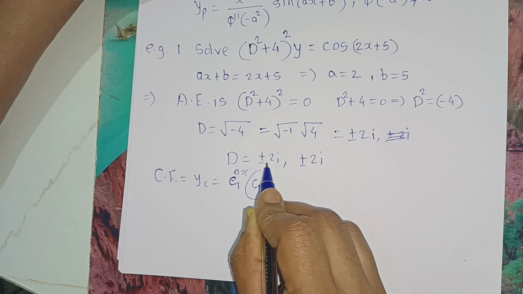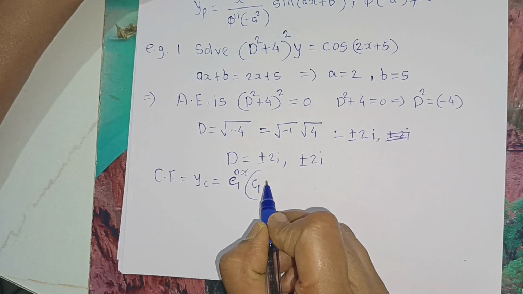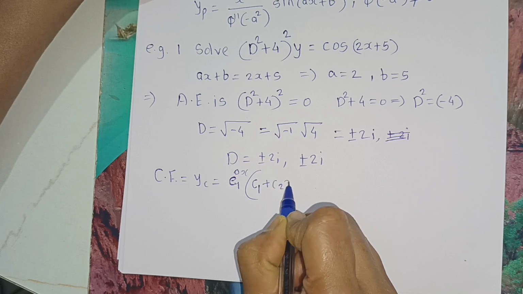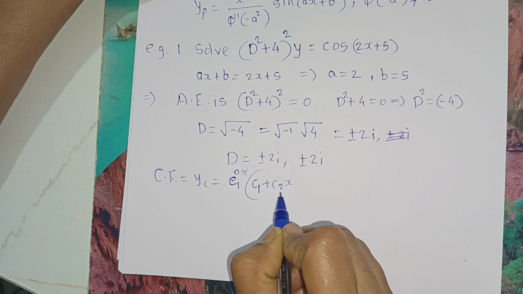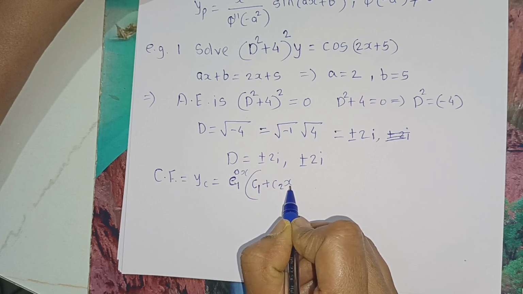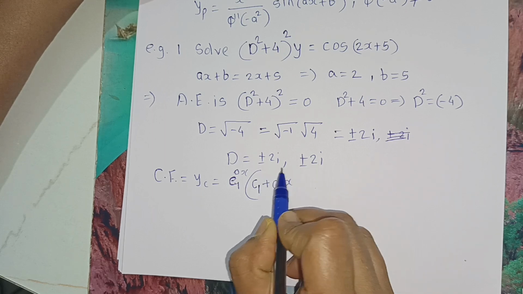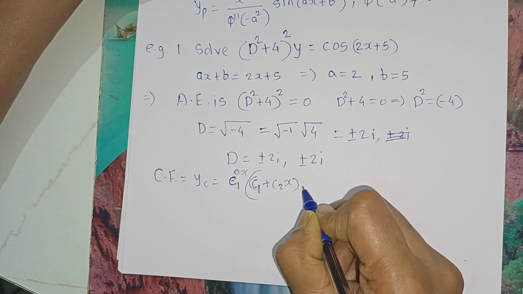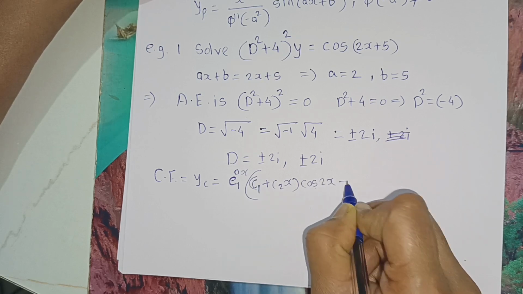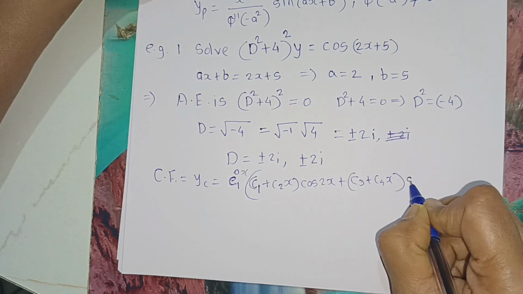But here you have repeated plus minus 2i as your root, so you will get c1 plus c2x. How many times is plus minus 2i repeated? Repeated once only, so you have to add c2x. If it is repeated twice, then you will have c1 plus c2x plus c3x square. But in this case it is repeated once only. So (c1 plus c2x) cos of 2x plus (c3 plus c4x) sin of 2x.